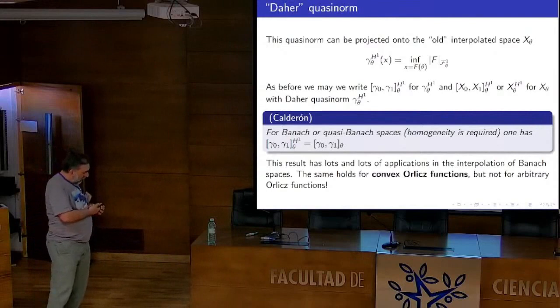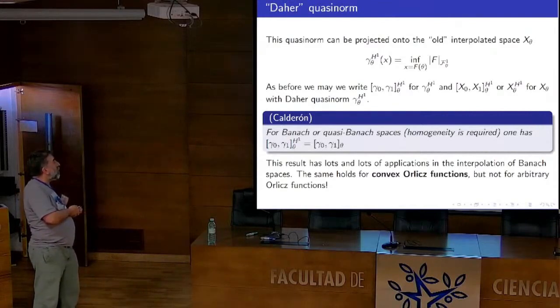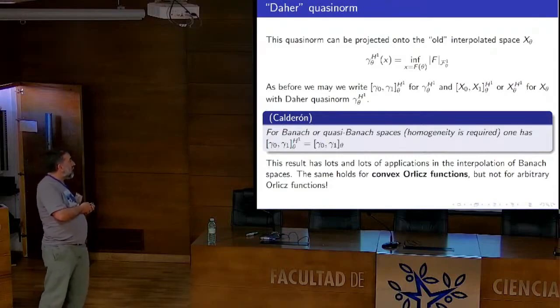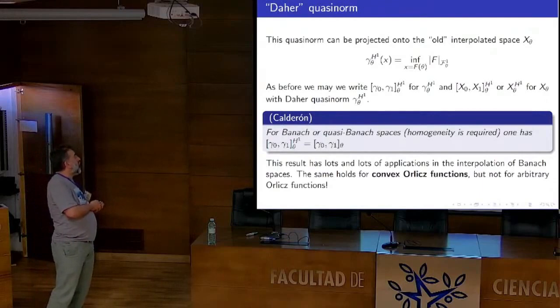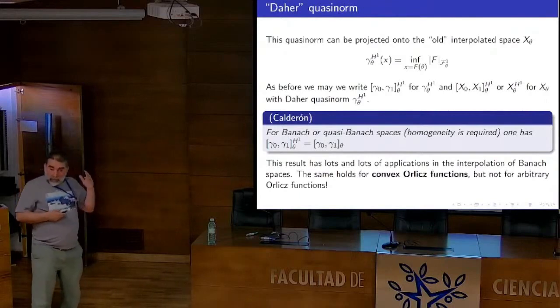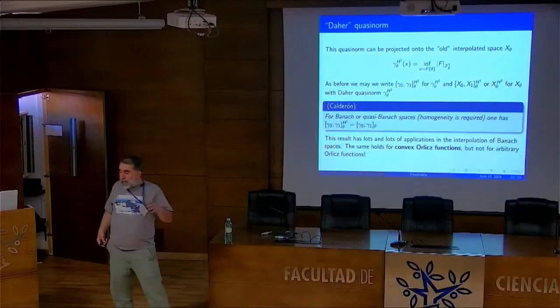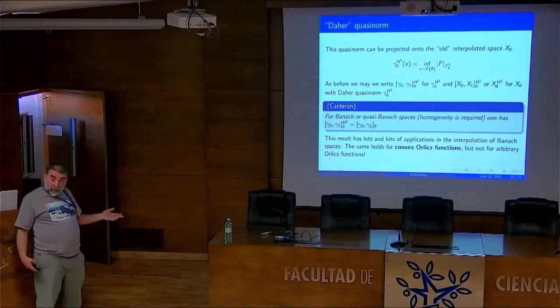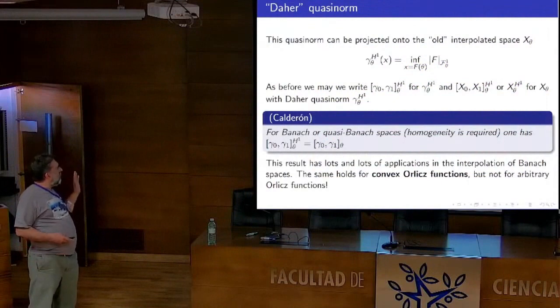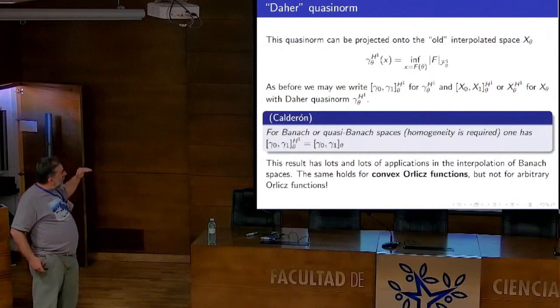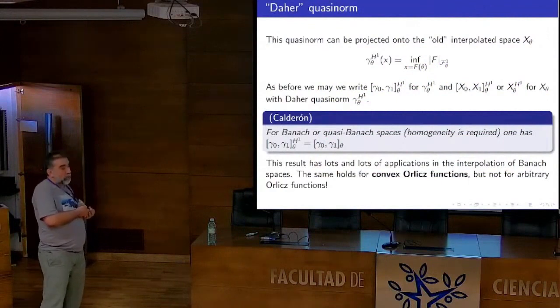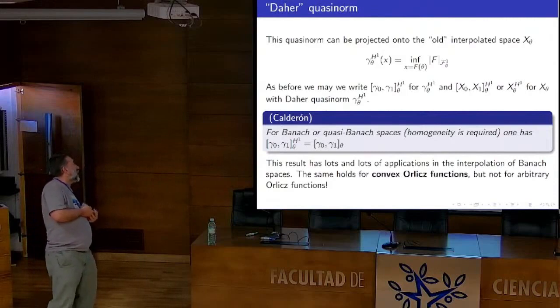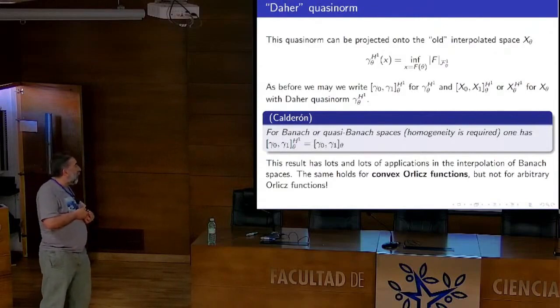That is, in general, if you have a couple of homogeneous quasi-norms, you obtain the same interpolated quasi-norm from the Daher method as by the usual Calderon method. And this result is at the root of many important results in complex interpolation theory, with many applications. And the point is that, for instance, we can prove that this result holds for non-homogeneous quasi-norms if they are, for instance, one-dimensional convex functions, but is false for arbitrary Orlicz functions.